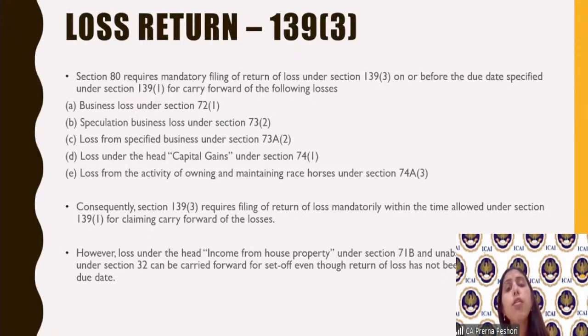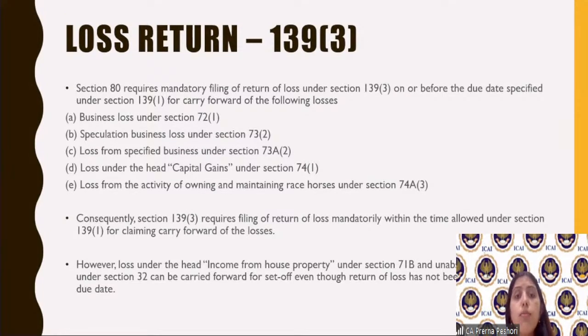Then it is also possible that it could be a loss return. Now, what is the meaning of the loss return? That you have claimed certain losses, right? So if you have claimed certain losses, then you have to file return of income under 139(1) only.